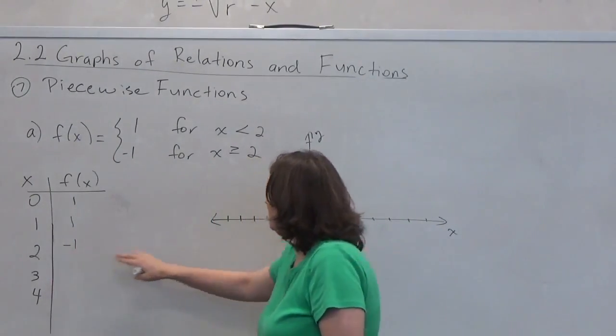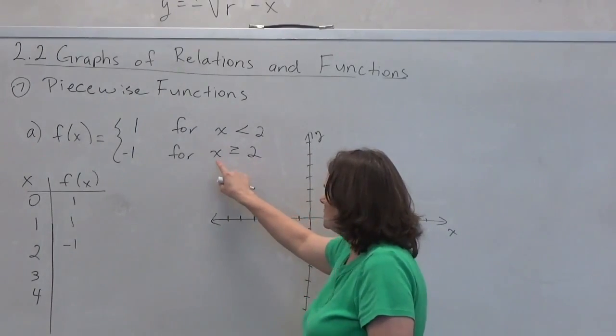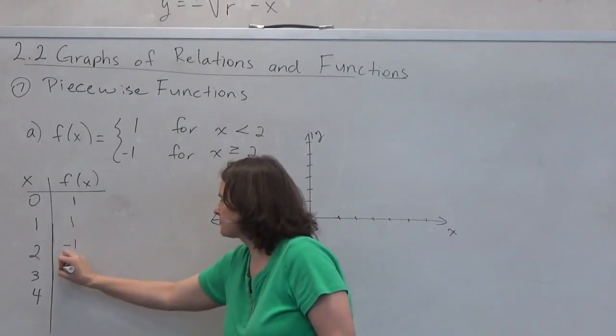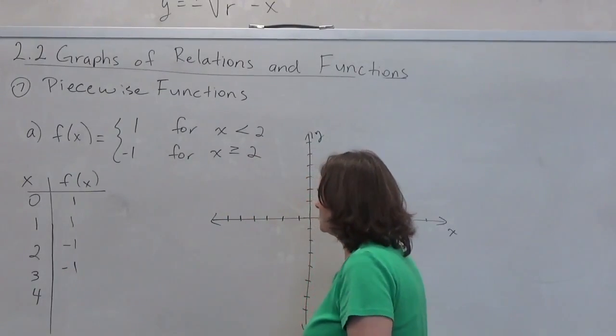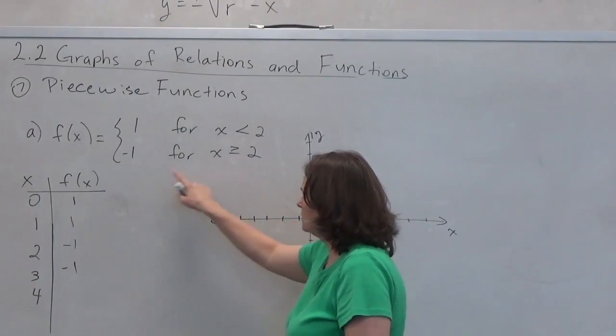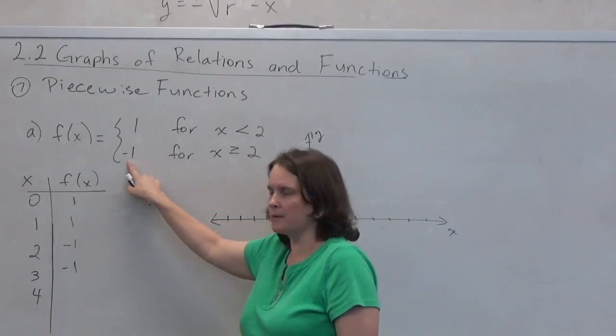If x equals 3, 3 is greater than 2, so I'm going to use this part. I'm going to use -1 for my y value. If x equals 4, still going to be here. 4 is greater than 2, so my function value, or my y, will be -1.